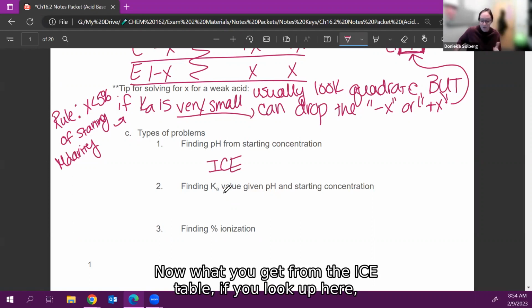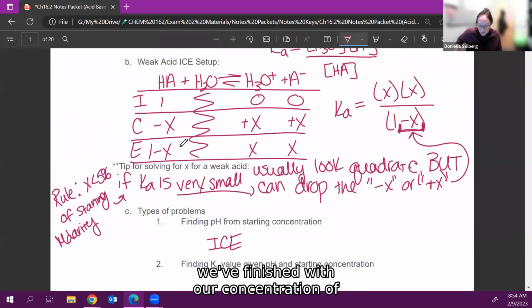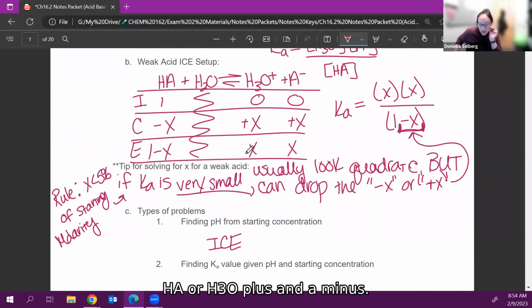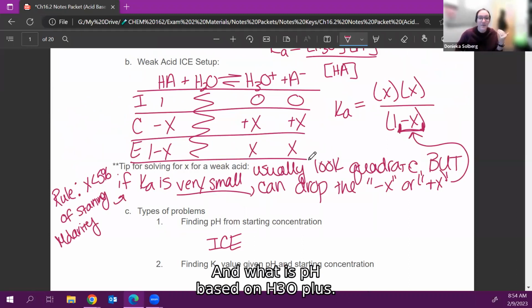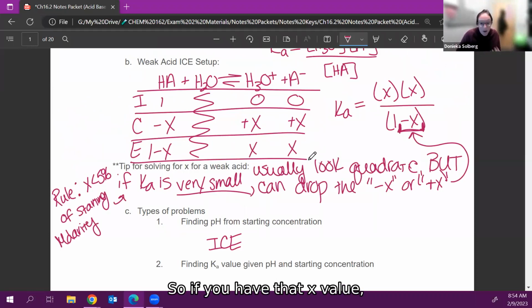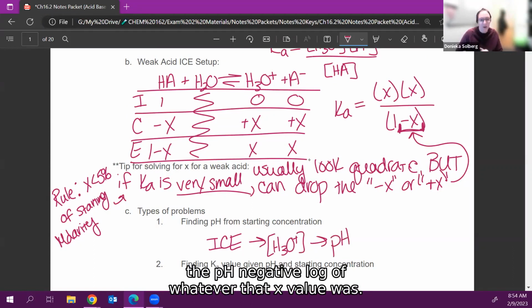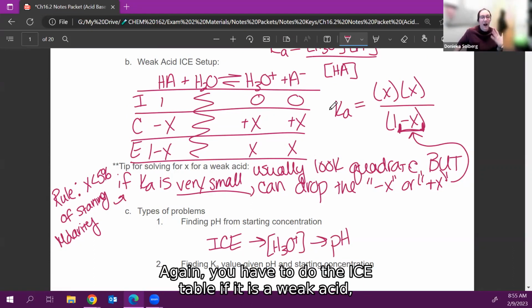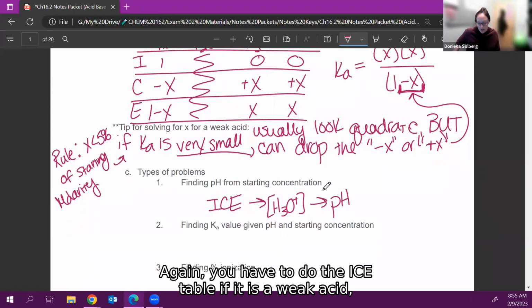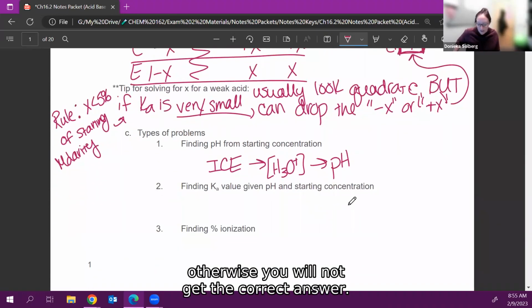Now, what you get from the ice table, if you look up here, we've finished with our concentration of HA, our H3O plus, and our A minus. And what is pH based on? H3O plus. So if you have that X value, then you can calculate pH. So ice will give us this at equilibrium, and then you can easily find the pH, right? Negative log of whatever that X value was. Again, you have to do the ice table if it is a weak acid. Otherwise, you will not get the correct answer.